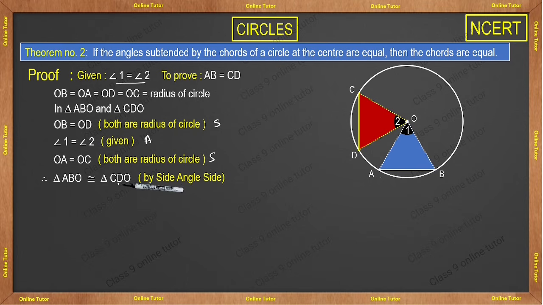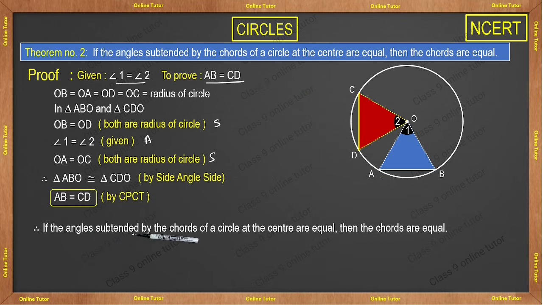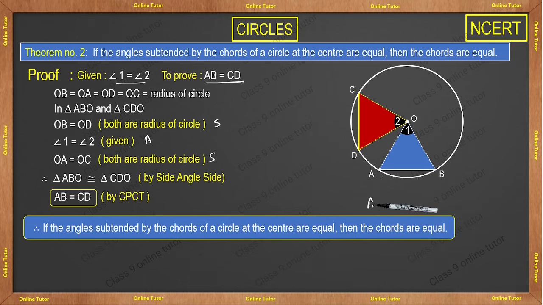Now because these triangles are congruent to each other, it means that chord AB is equal to chord CD. This is by CPCT, meaning corresponding parts of congruent triangles are equal. So hence this is what we had to prove. We had to prove that AB equals CD, so we have proved it. Now we can say that if the angles subtended by the chords of a circle at the center are equal, then the chords are also equal. So hence it is proved.